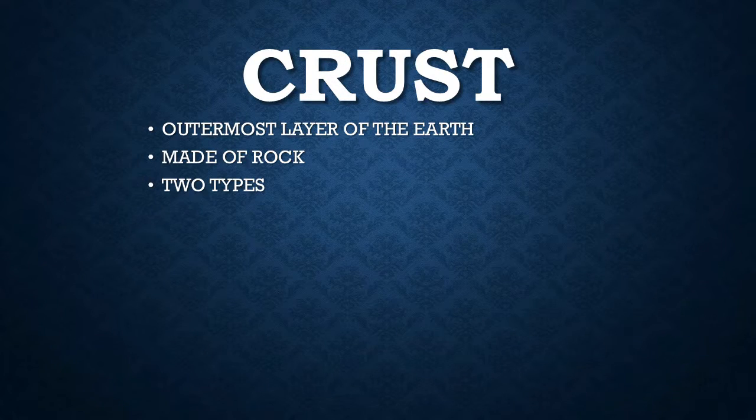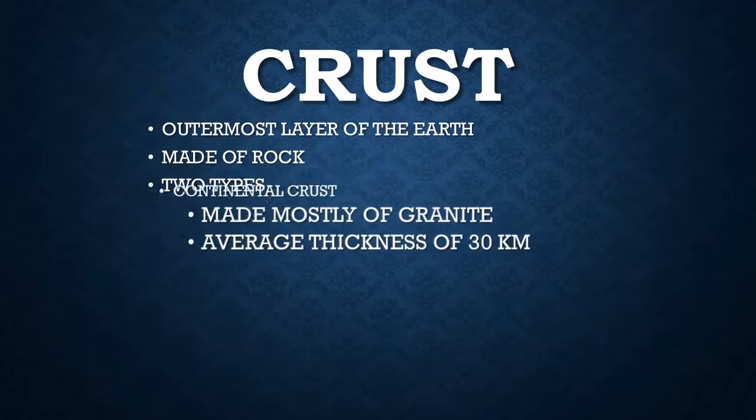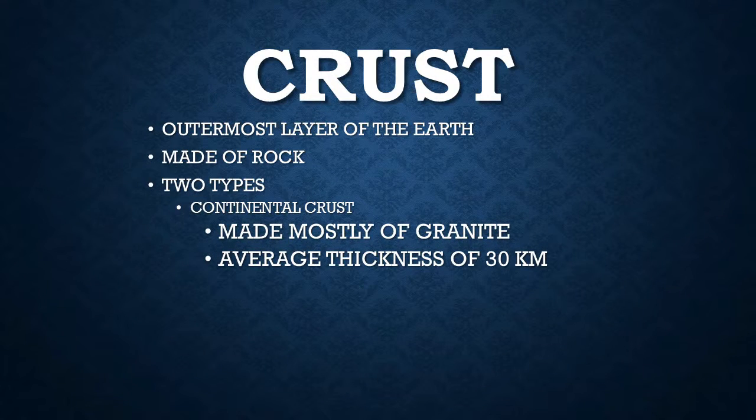So the outermost layer of the Earth is the crust. It's made of rock. There are 2 types of crust. The first is called continental crust. Now this crust means the continents. So North America, South America, Asia, Europe, Africa, Antarctica, Australia. I think I got them all. Those are all the continents, and they're all made of a certain type of igneous rock. They all make up continental crust.